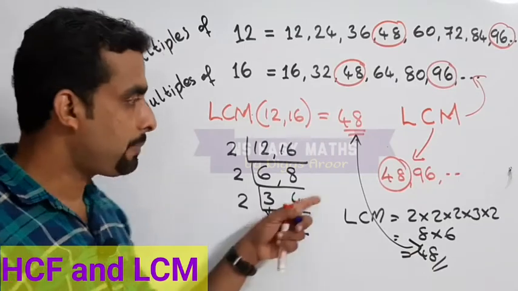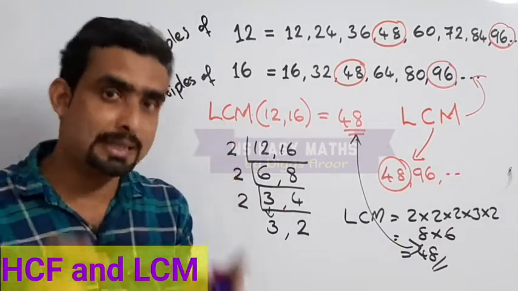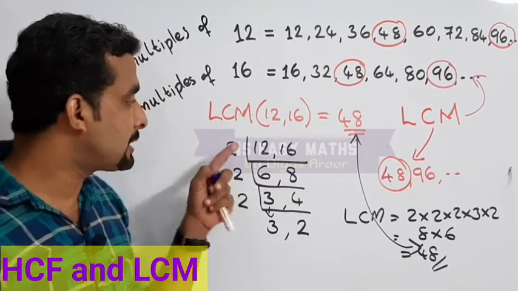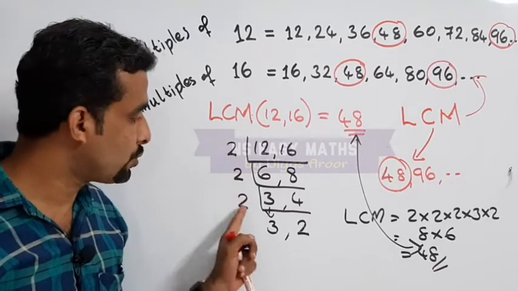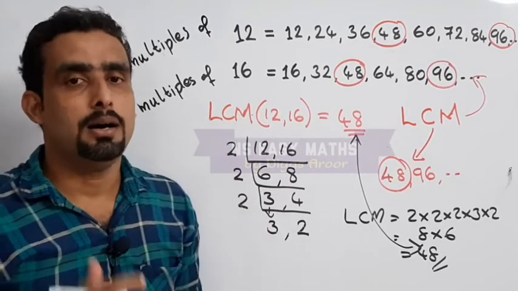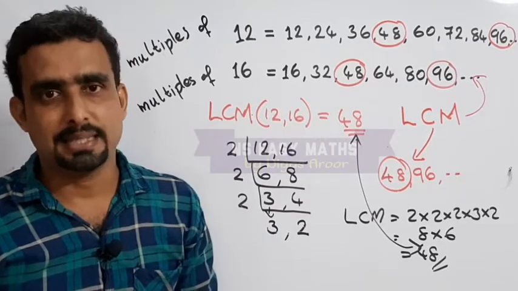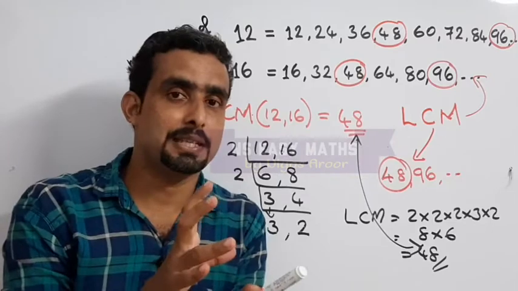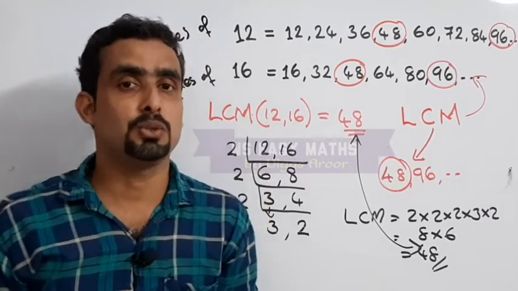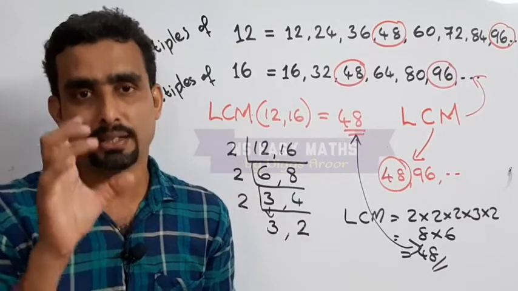So by using prime factorization, we can factorize 12 and 16 together and then multiply these outermost numbers 2, 2, 2, 3, 2. We will get the LCM directly. So this is the method of finding the LCM. Then what is the connection between the LCM and the HCF with the given two numbers? That is the conclusion of this part. So we can discuss that next.